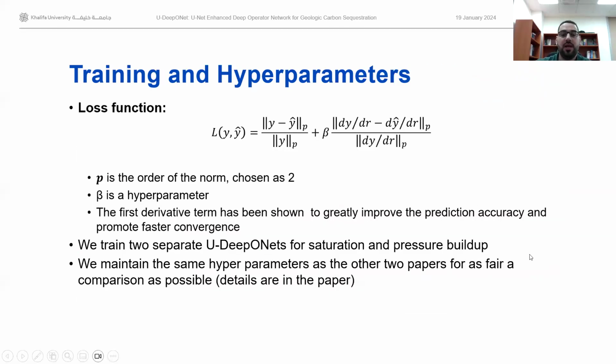For the loss function, we use the L2 loss function in addition to the first derivative term, which has been shown to greatly improve the prediction accuracy and promote faster convergence, especially in discretized problems. This is the same loss function that has been used in the UFNO and the Fourier MIONet architectures for the same data set. And as I mentioned, we train two separate U-DeepONets for the saturation and pressure buildup, and we maintain the same hyperparameters as the other two papers for as fair a comparison as possible. If you want more details about the hyperparameters, you can refer back to the paper.